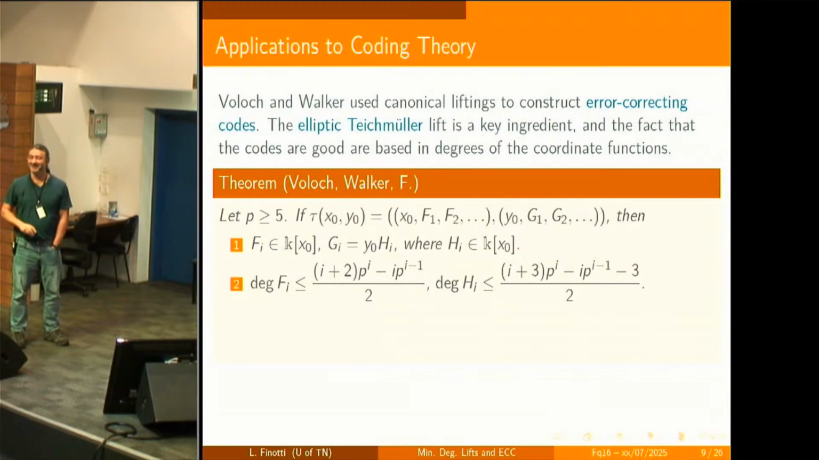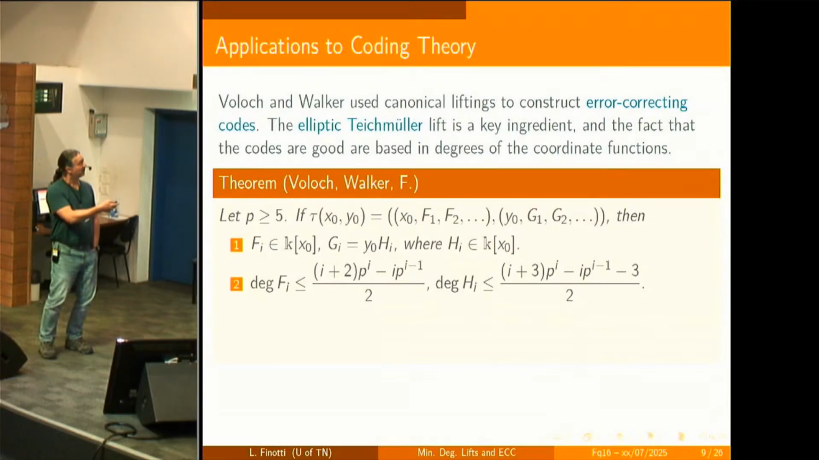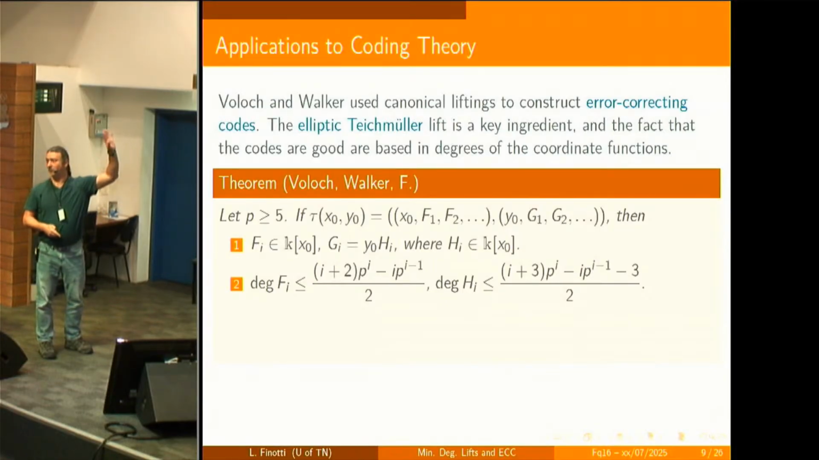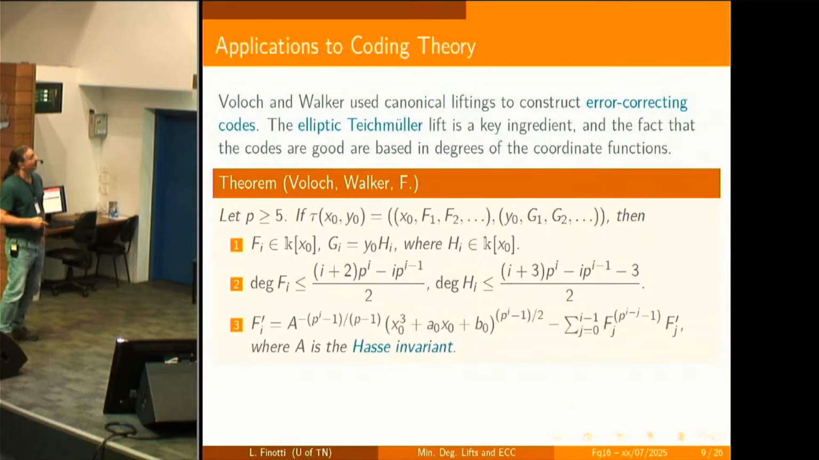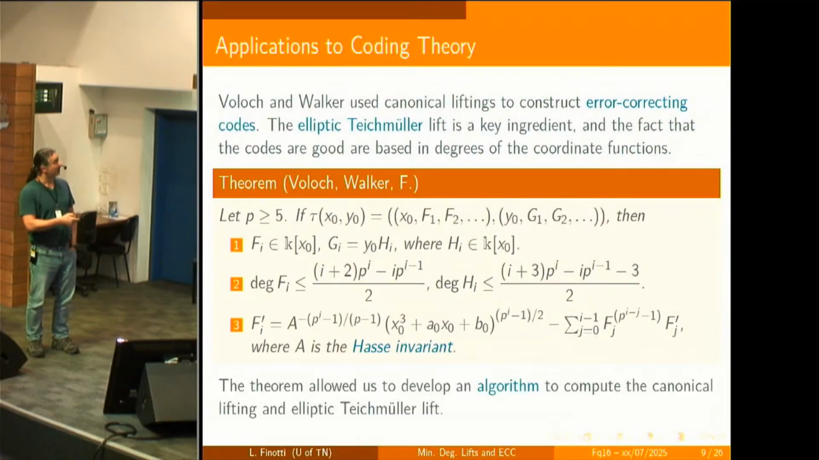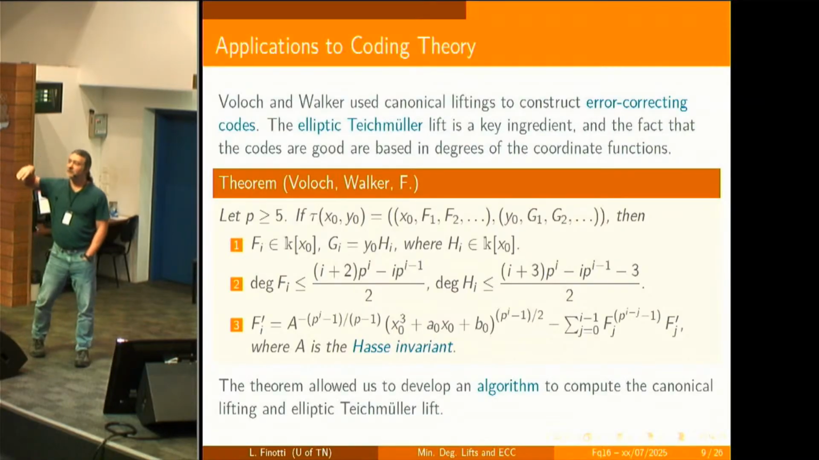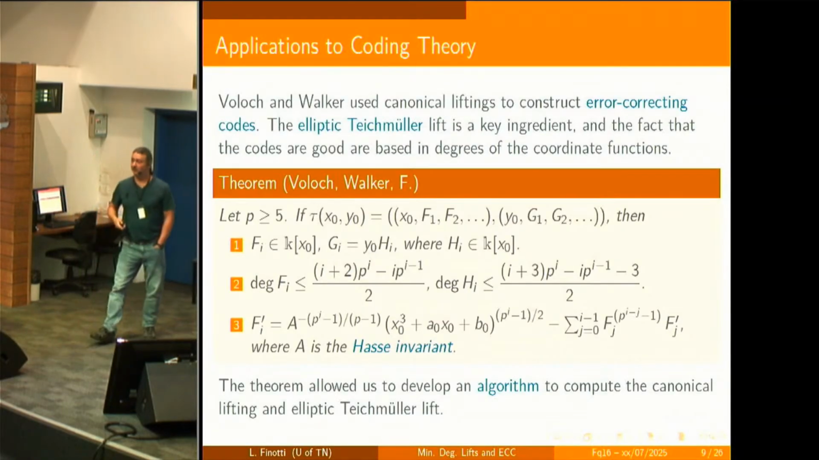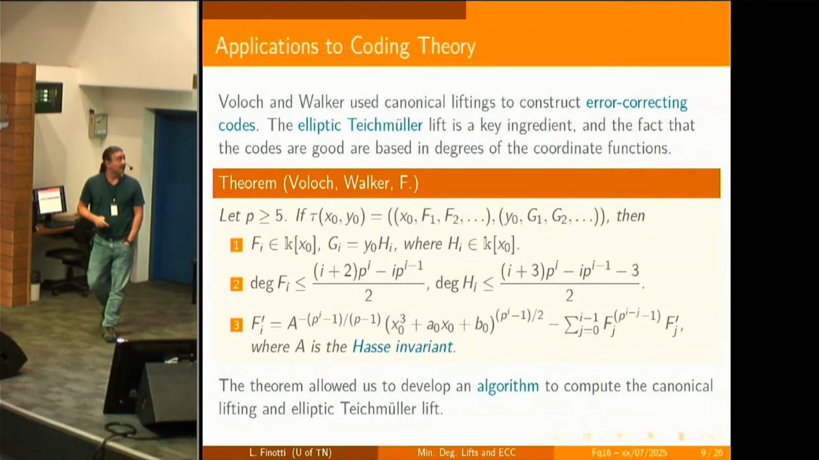Don't worry about it, it's not going to be in the final. So we don't have to worry about these degrees. So what we care about is the size of the degrees. And we also have a formula for the derivatives, which allows us to develop an algorithm to actually compute this canonical lifting and the Teichmüller lift. Okay?